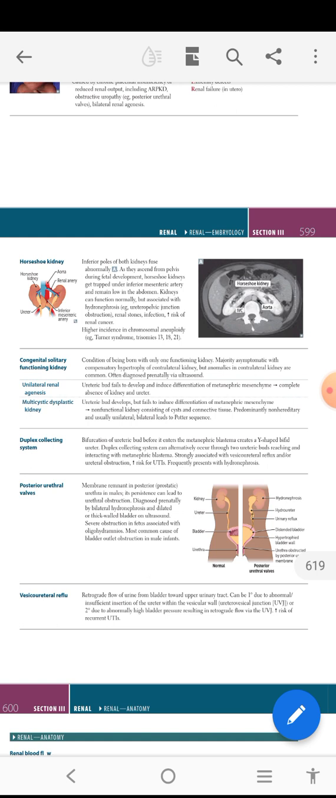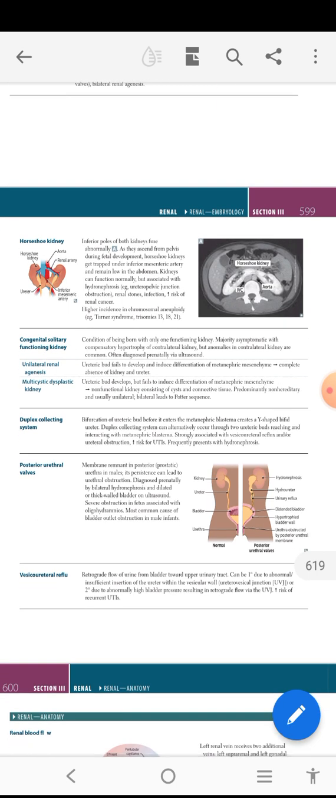Now, there is a congenital solitary functioning kidney. Condition of being born with only one functioning kidney, majority asymptomatic with compensatory hypertrophy of the contralateral kidney. But anomalies in the contralateral kidney are common, often diagnosed prenatally through the ultrasound. Unilateral renal agenesis. Ureteric bud fails to develop and induce the formation of the metanephric mesenchyme, which leads to the complete absence of the kidney and the ureter.